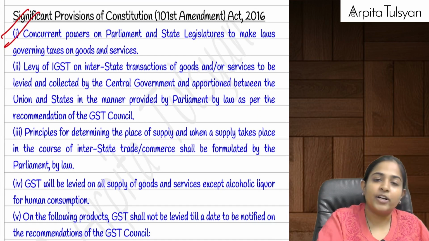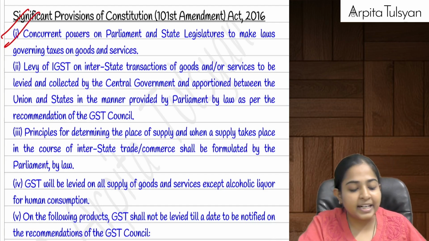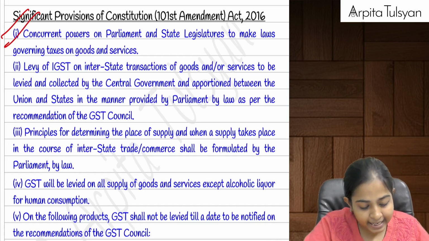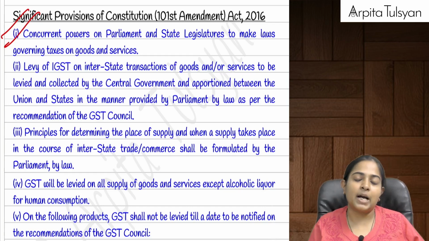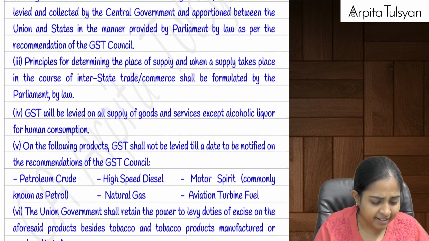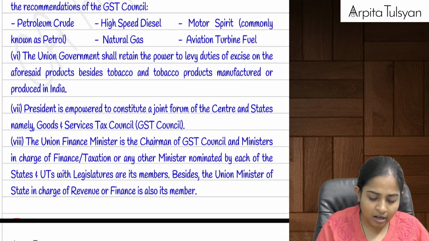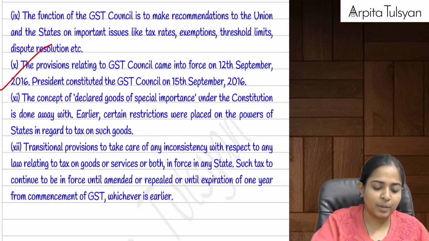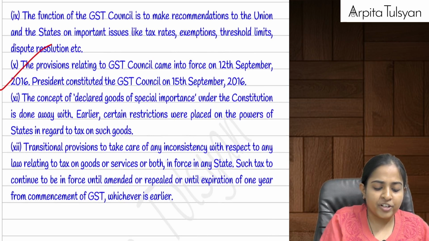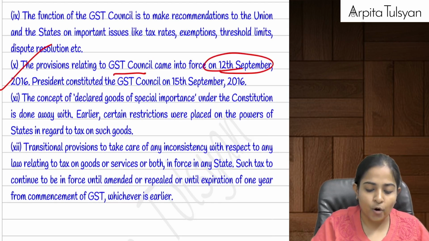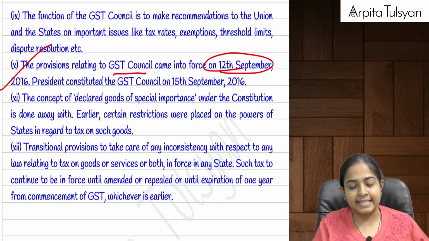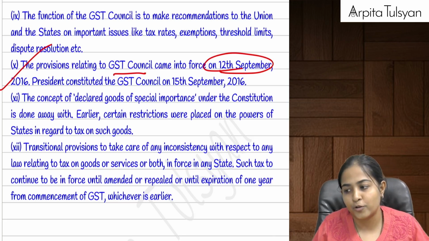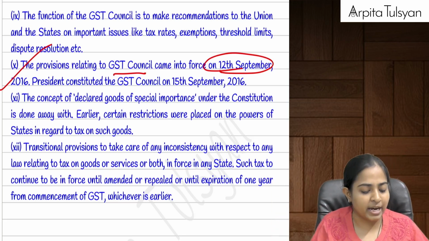And then finally, in your textbook, you have got something called significant provisions of the Constitution Act 2016. Okay, so the points that we have studied about GST, all those points have been incorporated here. One or two different points are there here. Yes, this point is different here, which can be tested for the purpose of MCQs. The provisions relating to the GST Council came into force on 12th September 2016, and the President constituted the GST Council on 15th September 2016. Only after that the GST law came into picture.